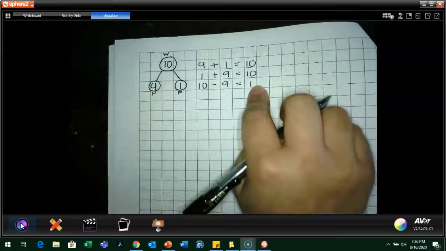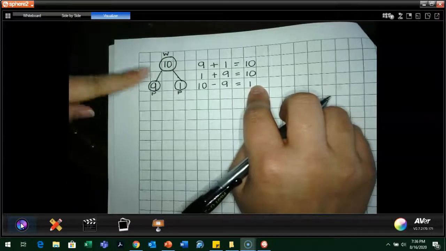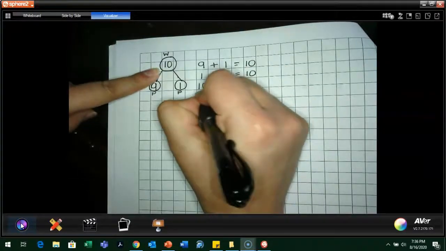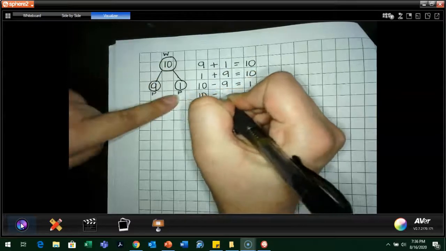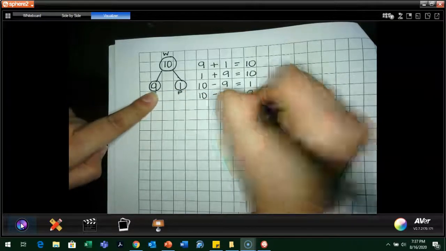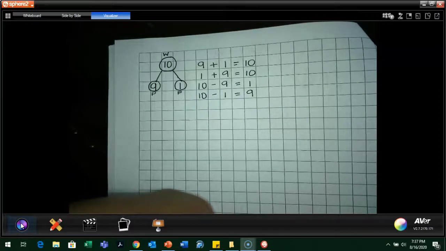Great job, boys and girls. Let's write the other subtraction fact. Remember, every time you write a subtraction fact, you always start with the whole or the big number. So I will write 10 minus the other part, minus 1, equals the other part, which is 9. 10 seconds to write it. Terrific job writing the 4 number sentences.